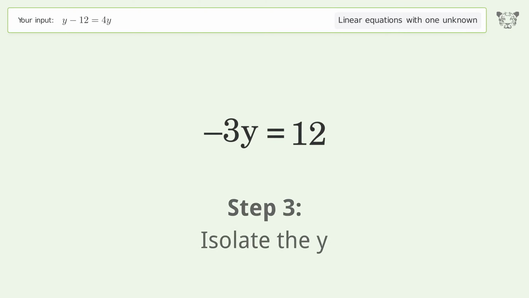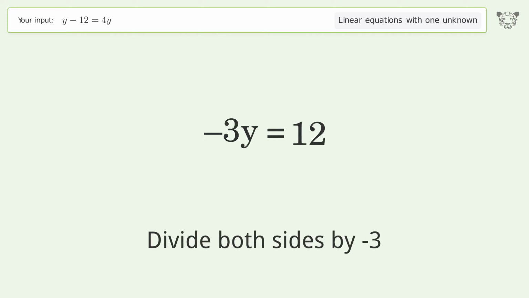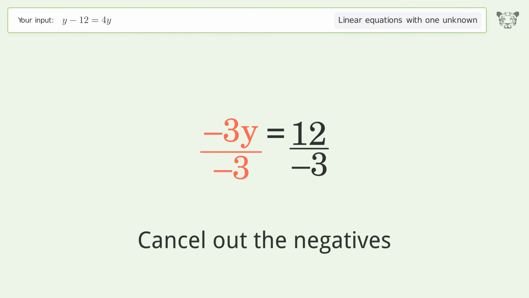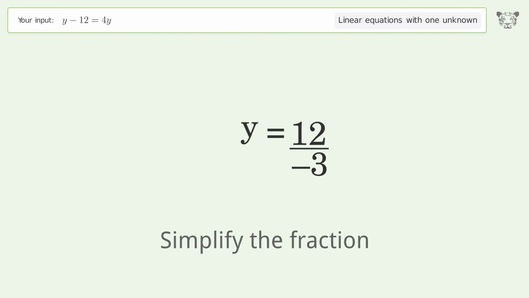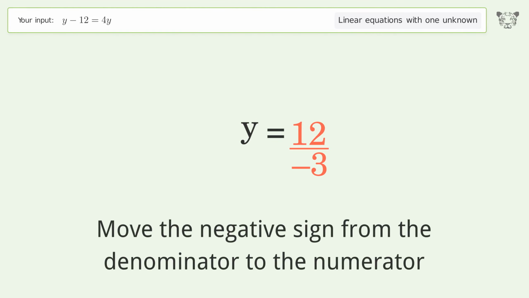Isolate the y. Divide both sides by -3. Cancel out the negatives. Simplify the fraction. Move the negative sign from the denominator to the numerator.